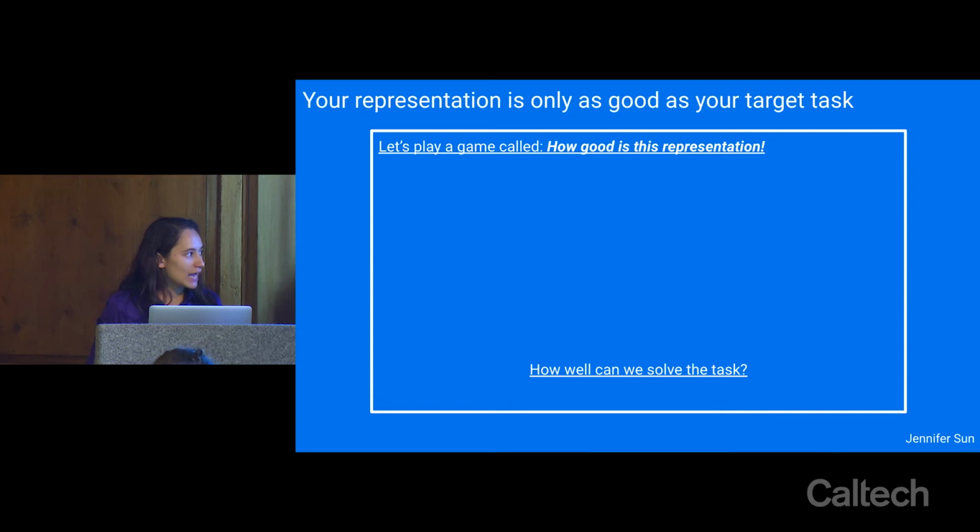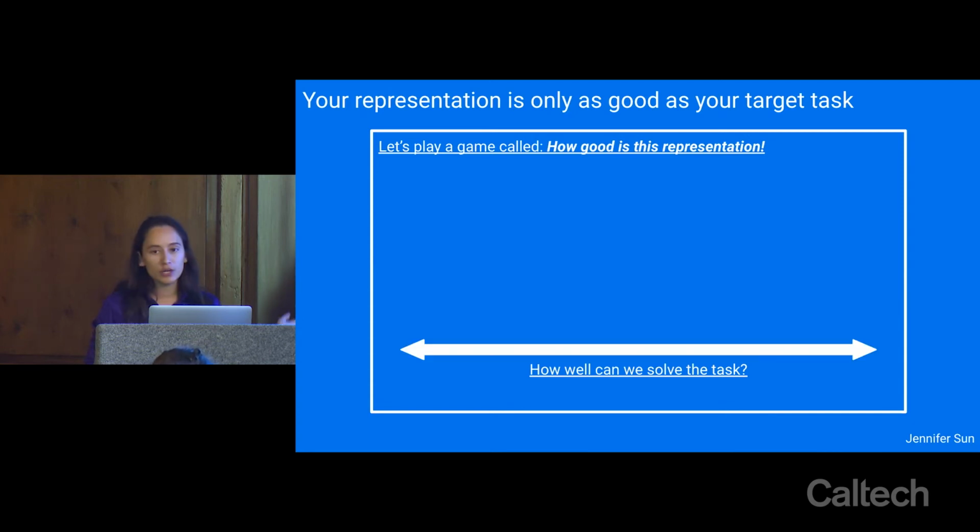So the question is, how well can we solve the task with the representation that we have? There's going to be some axis of how good this representation can solve this task. Is the representation efficiently solving the task? Is it solving the task so-so? Or can we not solve the task at hand with the representation that we have? Is it not possible?